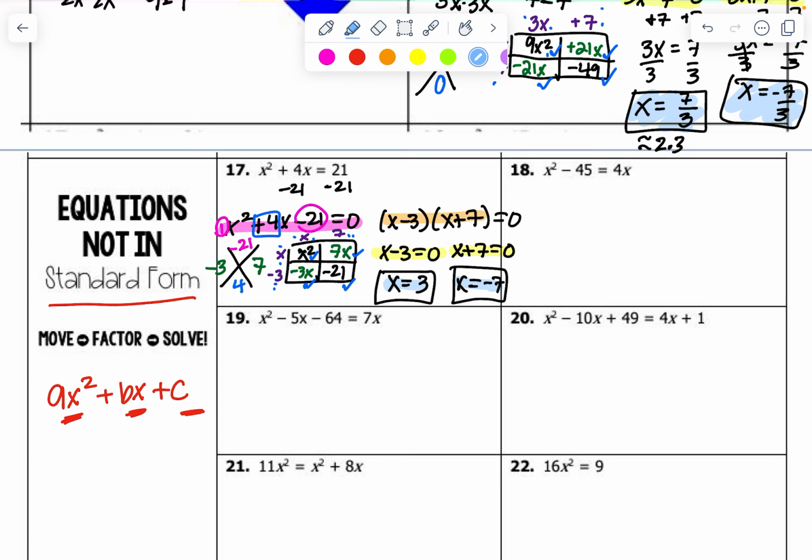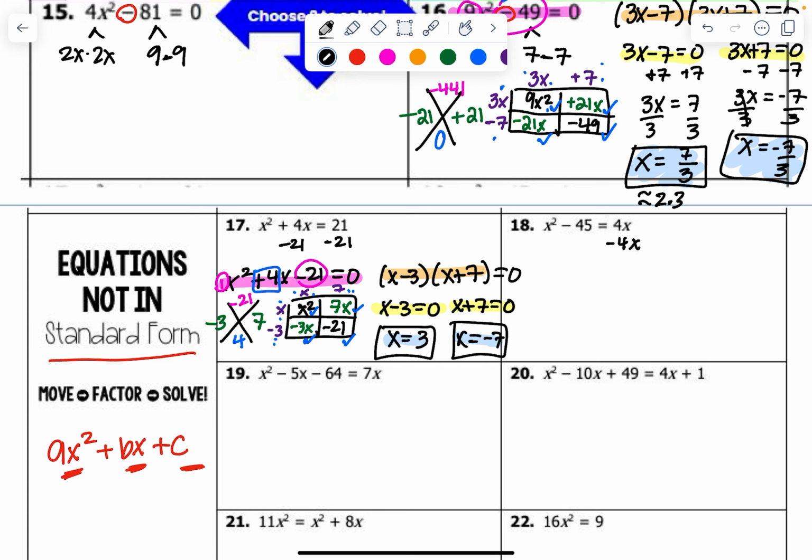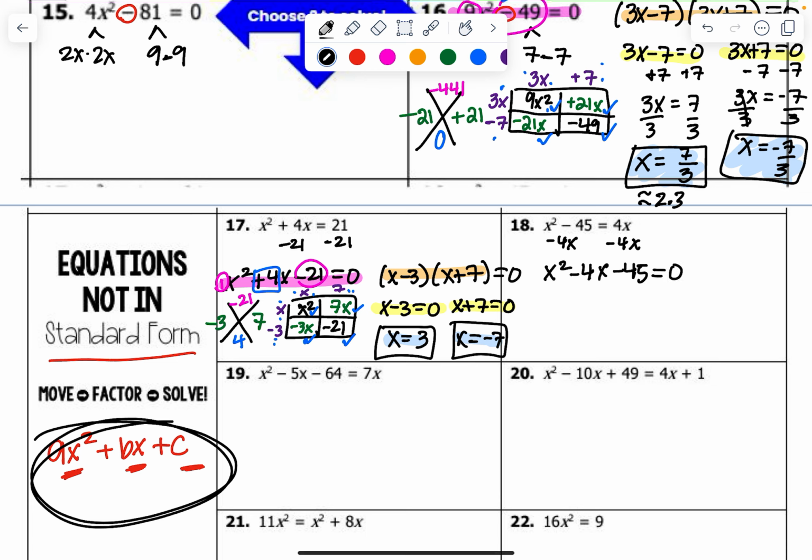We're on a roll. X squared minus 45 equals 4x. All right, this 4x, sorry. You got to go, buddy. You got to move. Take away 4x. Whatever I do on one side, I do to the other. Remember, I want it in standard form. So I'm going to leave it as x squared minus 4x minus 45 equals 0. All right. Is A negative? No, it is not. Is there a greatest common factor? No, there is not, so I'm ready for X box.